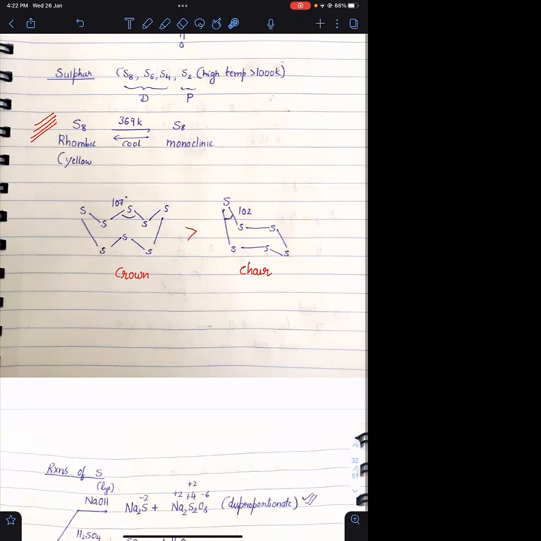Okay? S8 has a crown structure. This looks like a crown. This looks like a chair. This is called a chair structure. This is the crown structure. Sulfur S8 is more stable than S6 because of the structure and because of the bond angle. Any doubt?